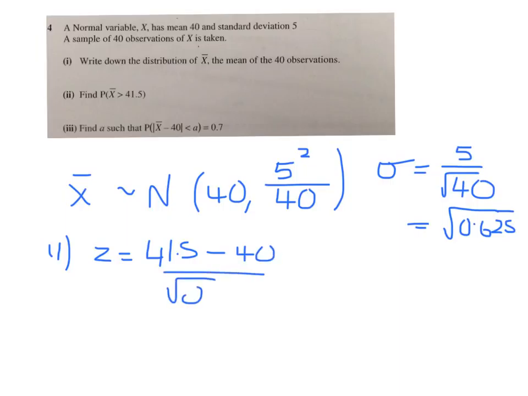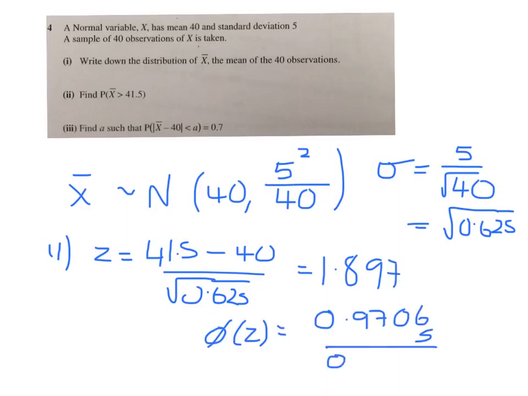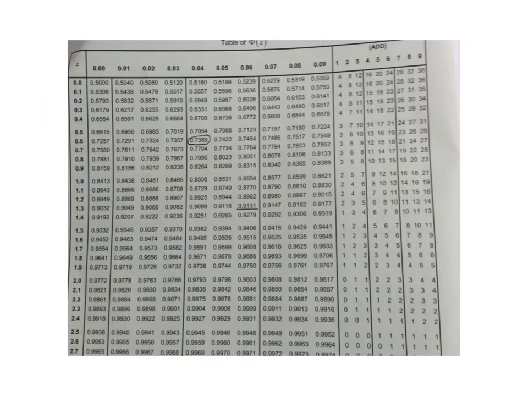Part 2, if we find our z value first of all, it's the x value minus the mean divided by the standard deviation, which gives us 1.897. So let's go to the table. Adding that on, I get 0.9711. 1.8, 1.89 gives us 0.9706, and the 7 tells me to add on 5.